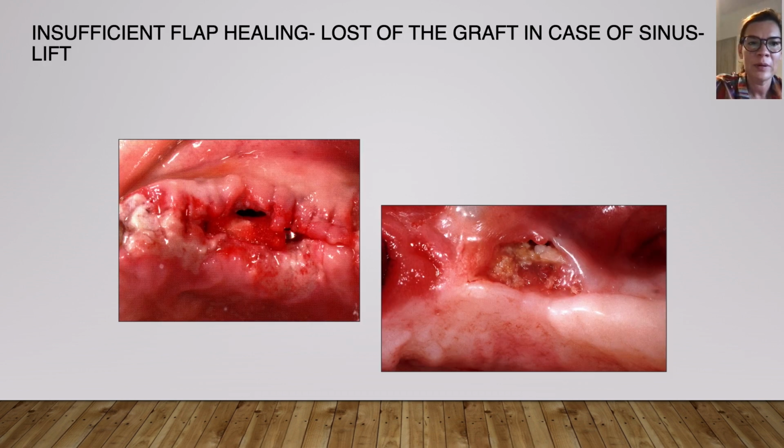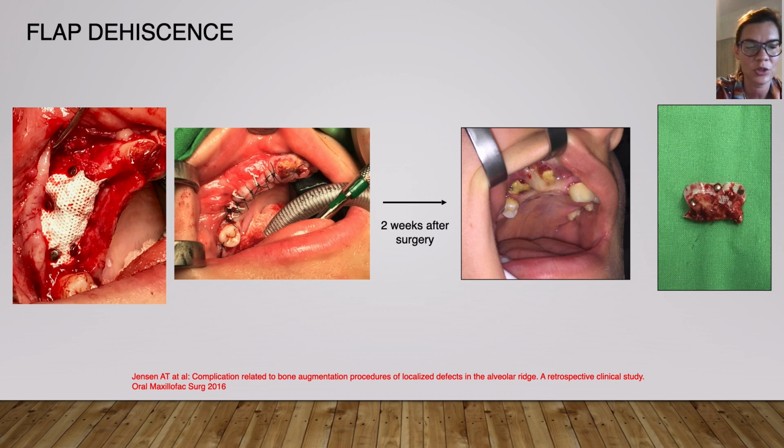Insufficient flap healing, flap dehiscence, could occur after every type of bone augmentation. So you could see in that picture it was after sinus lifting, right here it was after horizontal ridge augmentation, and right here it was after vertical augmentation.